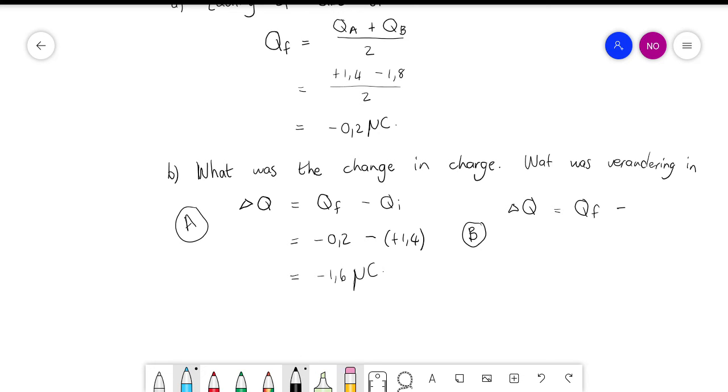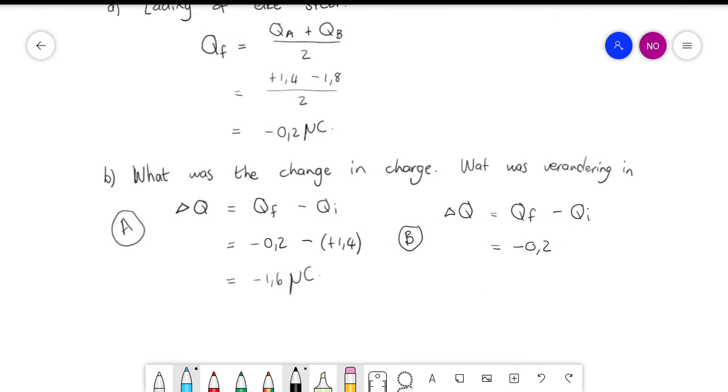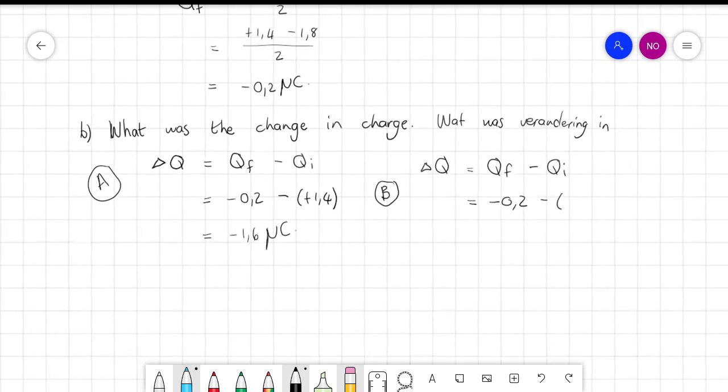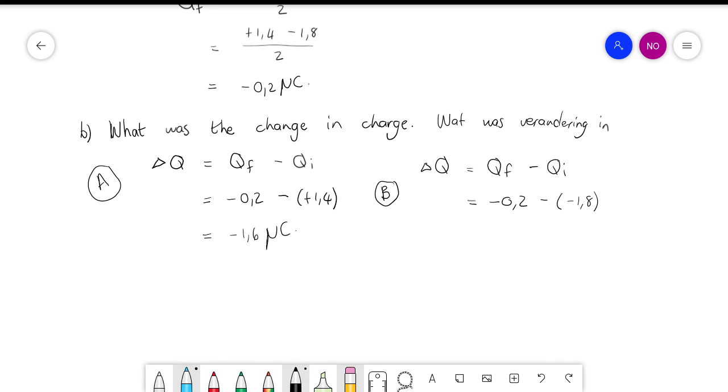Still final minus initial. What was the final charge on sphere B? Negative 0,2. Both of them have the same final charge. So that value will be the same in both instances. This minus is part of the formula. It has to be there. What was the initial charge of sphere B? Negative 1,8. En nou kan jy gaan kyk as jy daai ene doen. Gaan jy dieselfde getal maar 'n teenoorgestelde teken kry.